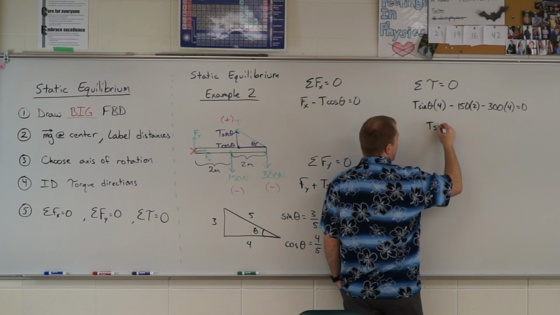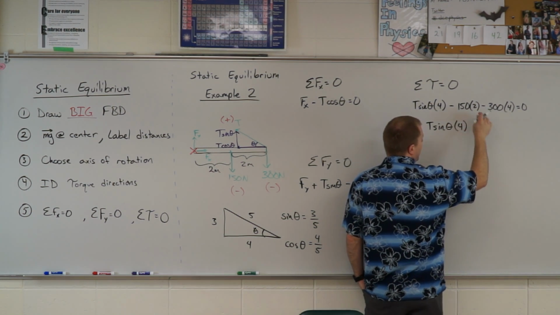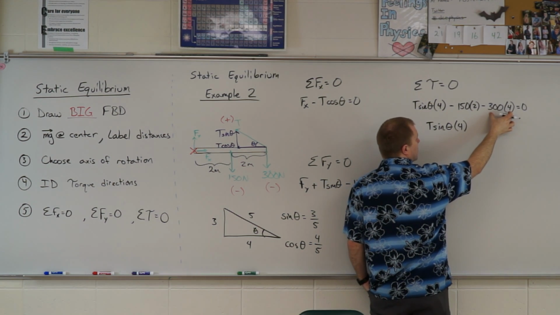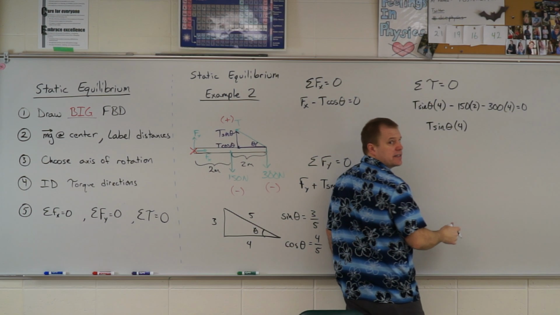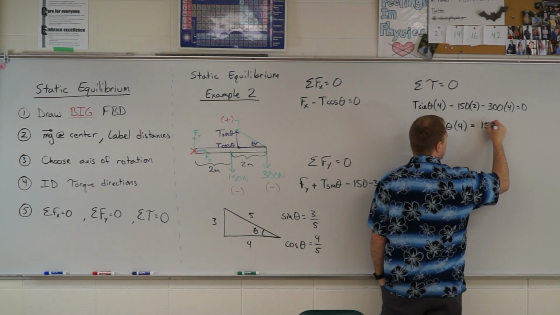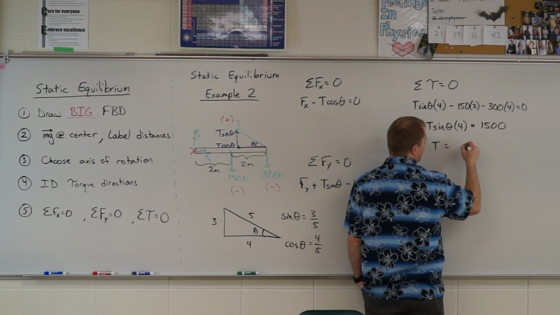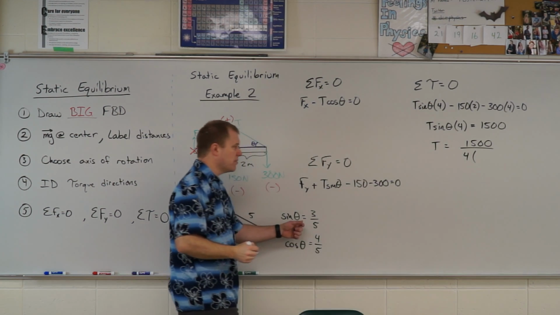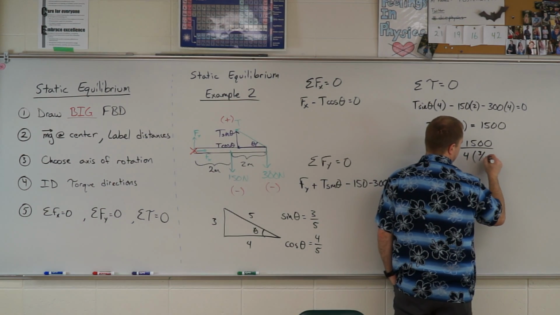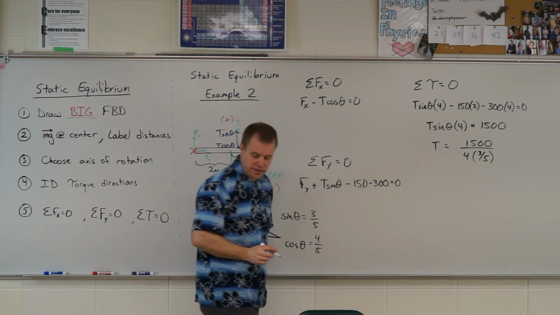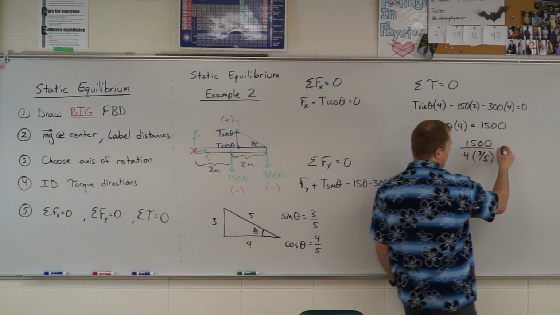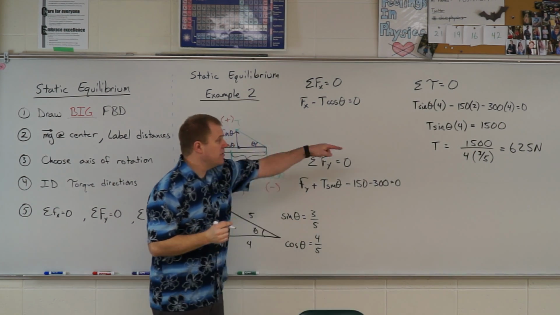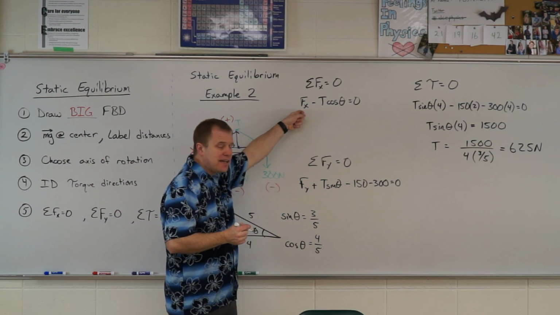So now I have T sine theta times 4. And so 150 times 2 is 300. 300, and then over here I have, what, 1200? So 300 and 1200 makes 1500. So let's move that over. So now I have T is equal to 1500 divided by 4 times the sine of theta, which was 3/5. Plug that in your calculator, and you should get 625 newtons.